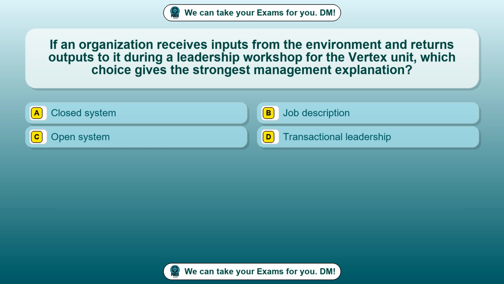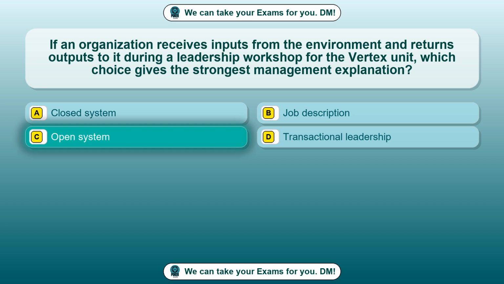Question 32. If an organization receives inputs from the environment and returns outputs to it during a leadership workshop for the Vertex unit, which choice gives the strongest management explanation? Option A, closed system. Option B, job description. Option C, open system. Option D, transactional leadership. The correct answer is option C, open system.